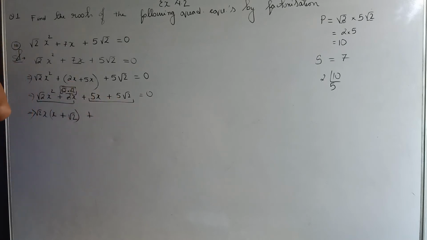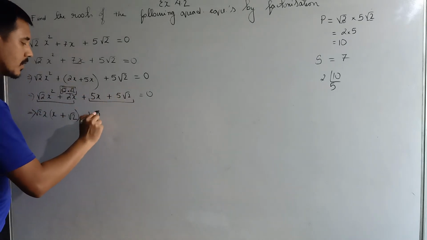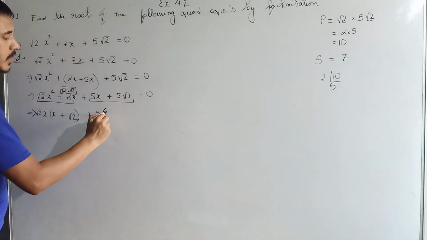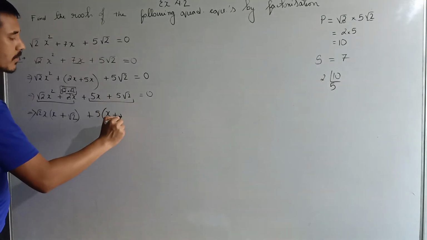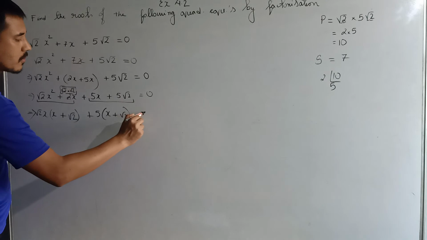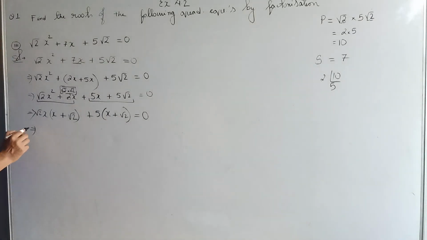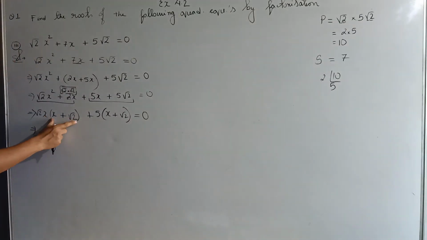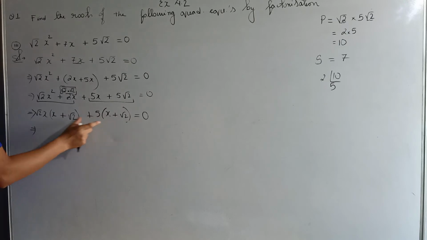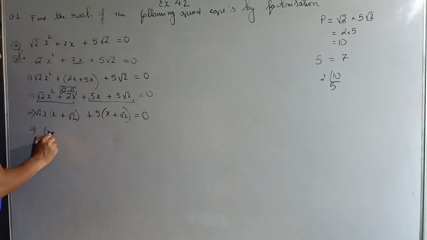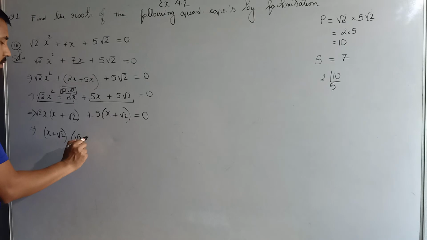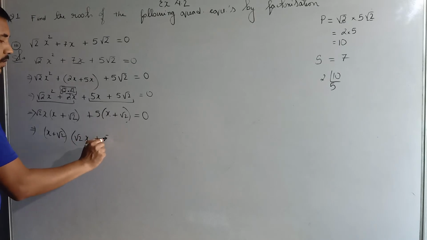From the next two terms, we have 5 common. If we take 5 common, we have x plus square root of 2 equals 0. Now from the overall term, we have x plus square root of 2 in common. So if we take x plus square root of 2 in common, then from this term, we have square root of 2 times x. From the remaining term, we have 5.